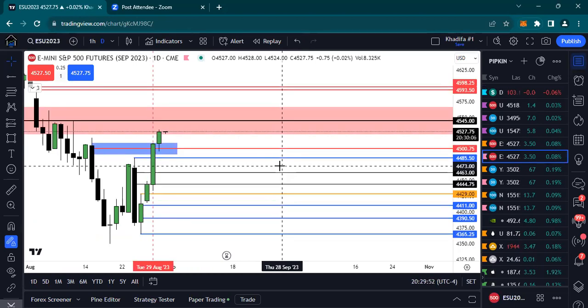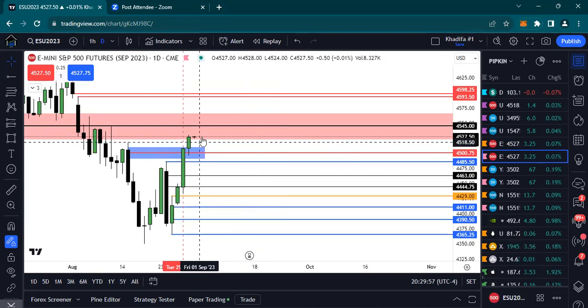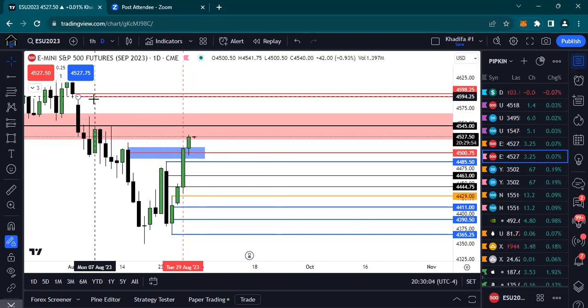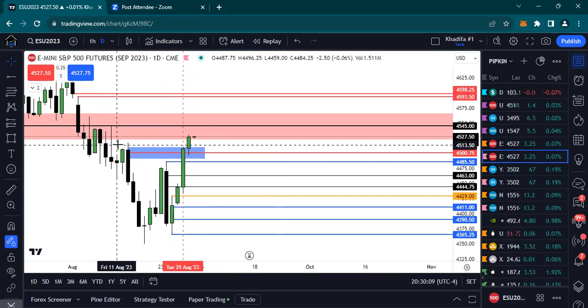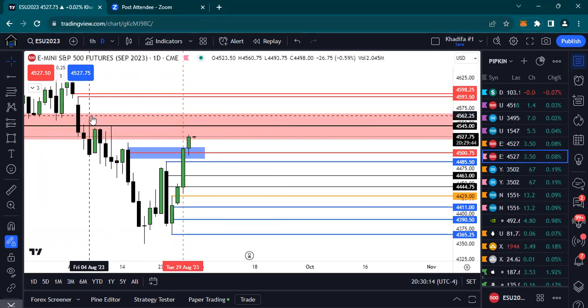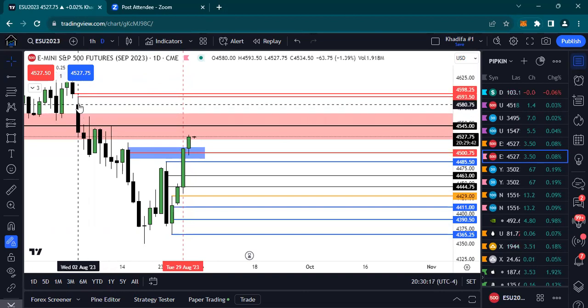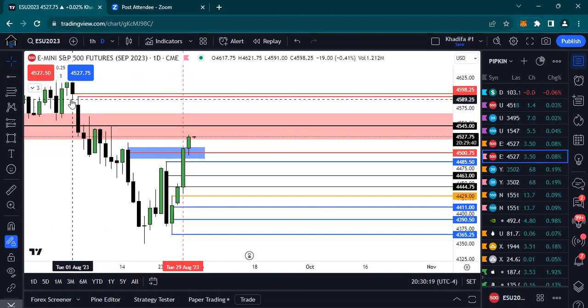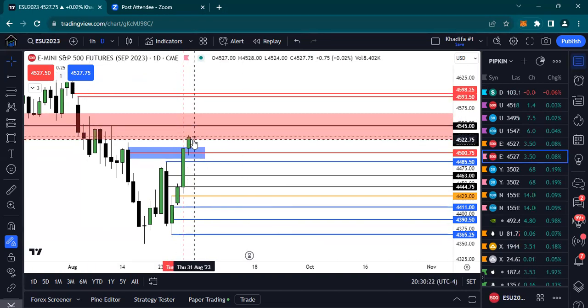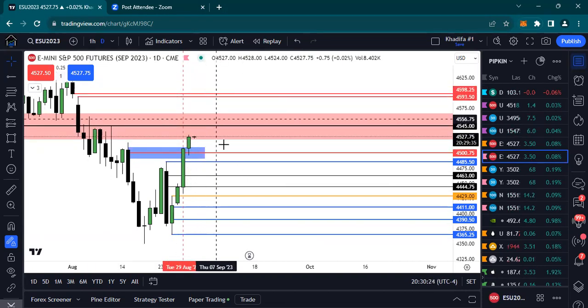So with that being said, my gun to head bias for ES is to the upside. I would like to see us run this consequent encroachment. We have a 4 hour liquidity void here. You can't see it because we're on the daily, but I'm going to take you down to the 4 hours so you can see that. However, we left this big imbalance here between these two levels that I want to see price fill in, that I'm anticipating price to fill in to close the week.